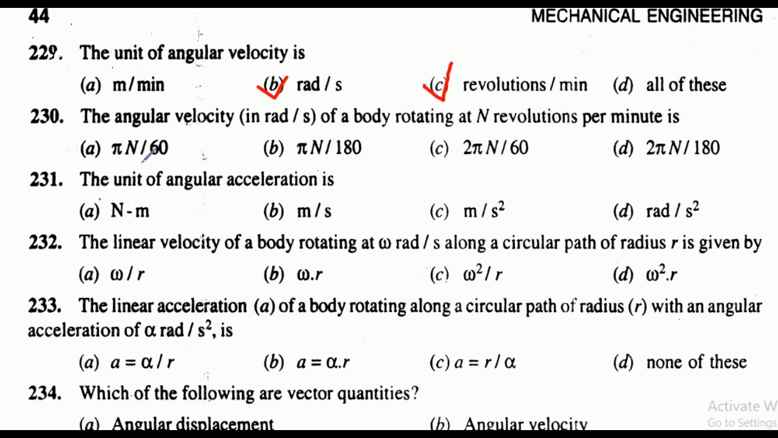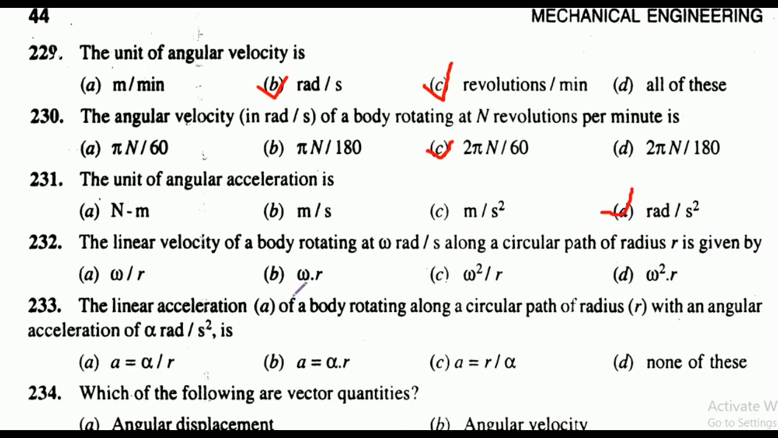Here friends, these are the options, and the correct answer is option C, that is 2 pi n upon 60. Next is, the unit of angular acceleration is. Here friends, these are the options, and here the correct answer is option D, that is radian per second square.